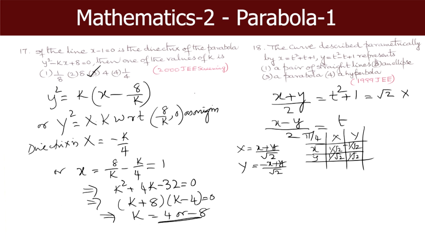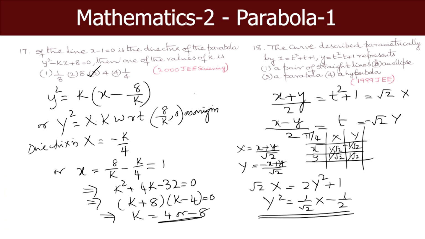With translation, x minus y over 2√2 is √2 times t, minus y minus √2 times y. Now if we eliminate t, then what happens? √2 times x equal to t square, 2y square plus 1, or y square equal to 1/√2 times x minus 1/2. So clearly this is a parabola, more or less in the standard form y square equal to 4.